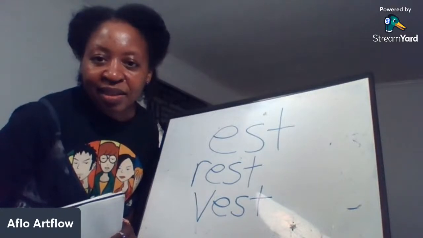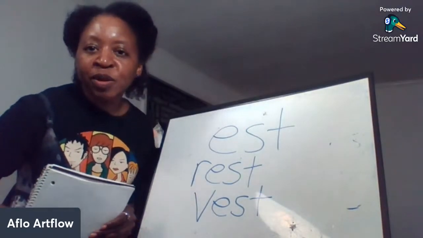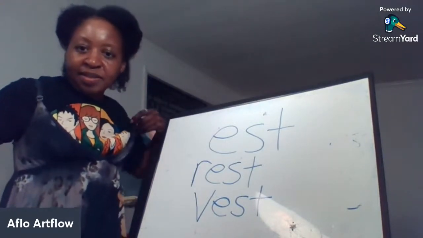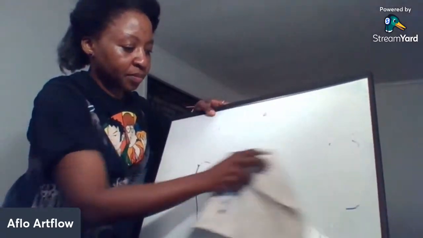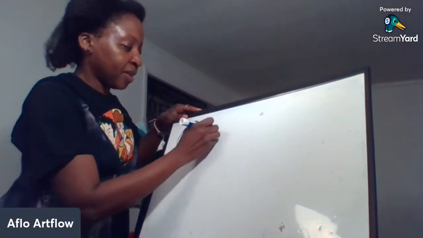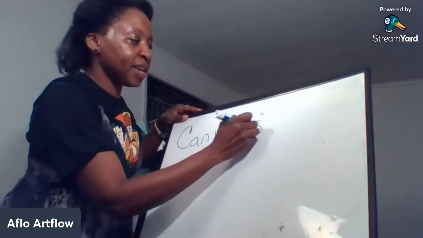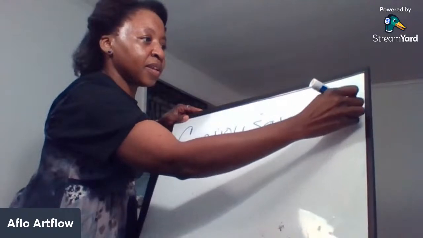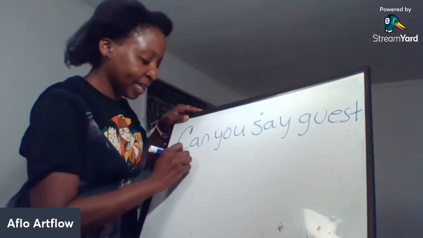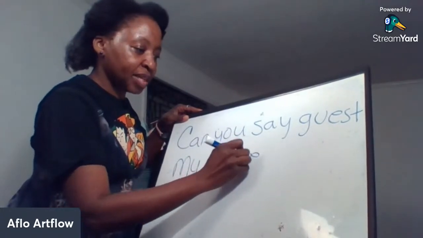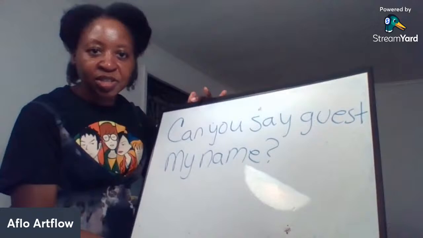Okay, Lisa Daly. Okay, let me go back. Lisa Daly wrote first, can you say guessed my name? Okay, let's write that sentence. I'm going to write it how Lisa Daly wrote it at first. Can you say, she spelled guest, G-U-E-S-T. Can you say guest? Can somebody write this sentence correctly in the chat? Because this is written incorrectly. Can someone write this sentence correctly in the chat?